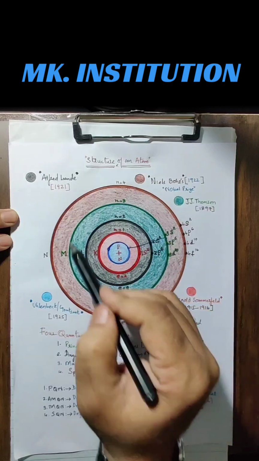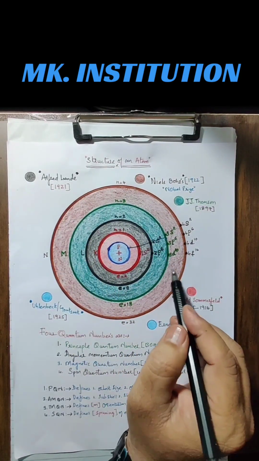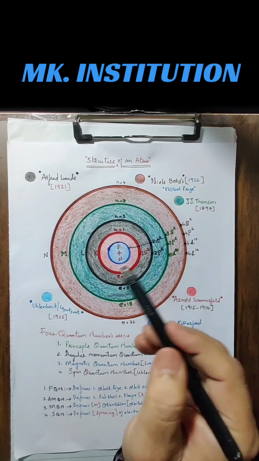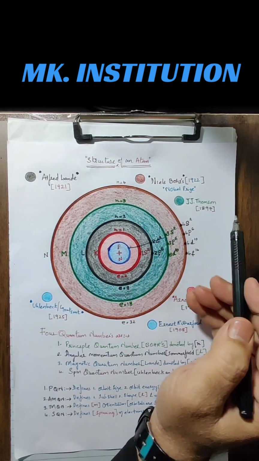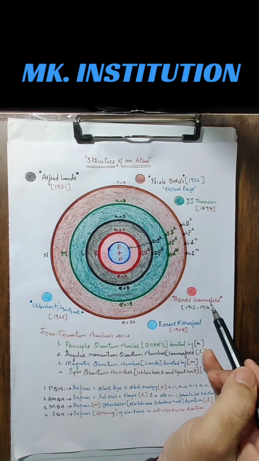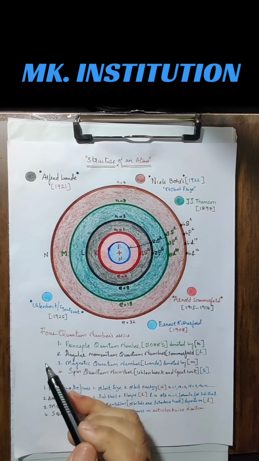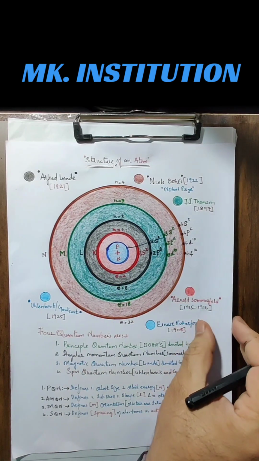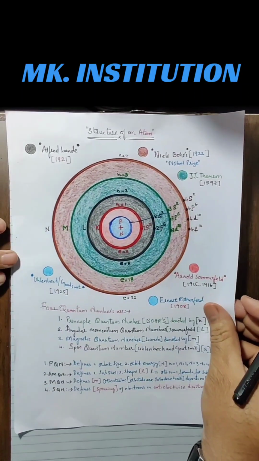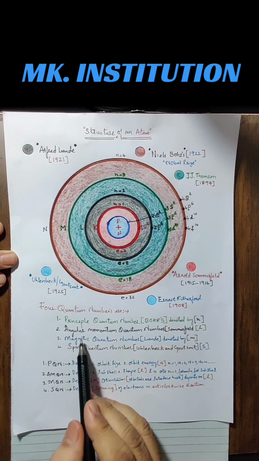The structure of atoms was explained by many scientists, but a few explained it briefly, like Alfred Landé, Niels Bohr, Arnold Sommerfeld, J.J. Thomson, and Uhlenbeck and Goudsmit. These are the scientists who explained the structure of an atom. Clear? There are 4 quantum numbers: 1, 2, 3, 4.